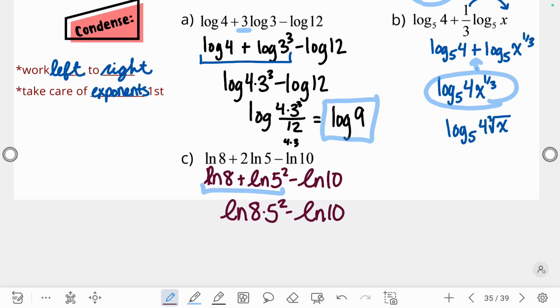So addition is going to become multiplication. I will have 8 times 5 squared. And then, of course, that subtraction is going to translate to division. So we'll still have the 8 times 5 squared, but now it will be divided by 10. And so what that means is we could go ahead and calculate 8 times 5 squared divided by 10.